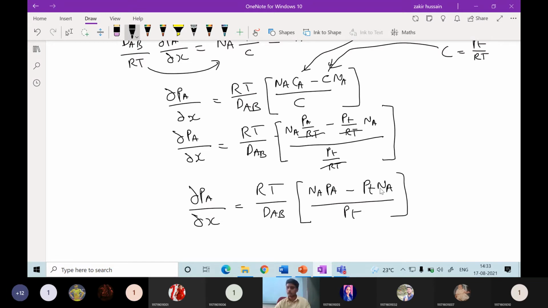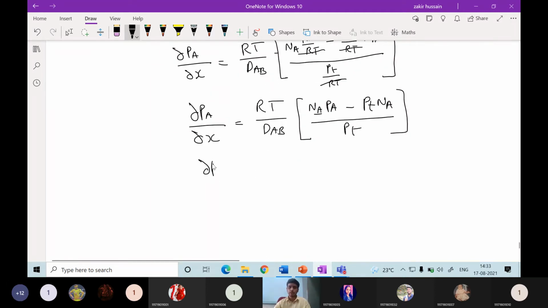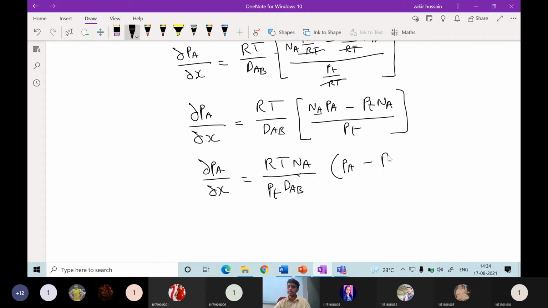Then here NA is common, so NA also we can take outside. That is dou PA by dou X is equal to RT divided by PT into DAB. This PT I have taken outside, and here NA is common, NA also we can take common, and the left out terms are PA minus PT. Is there any confusion in these steps?